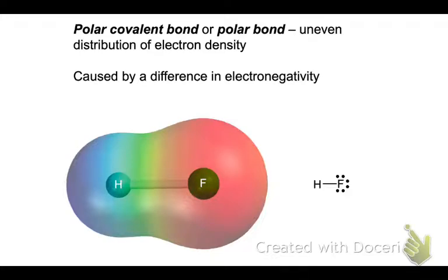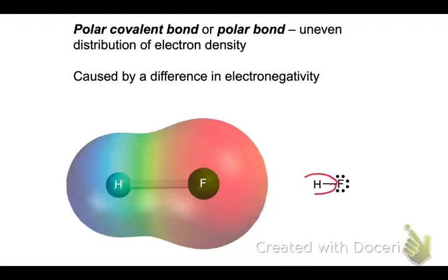And in the electronic map, the red part will show us where we have a high electron density, and the blue part is where we have a deficiency of electrons, or poor electron density. Now, if I want to visualize that, if there are 2 electrons that are shared between fluorine and hydrogen, they are not in the middle.